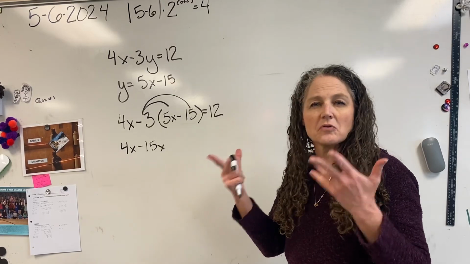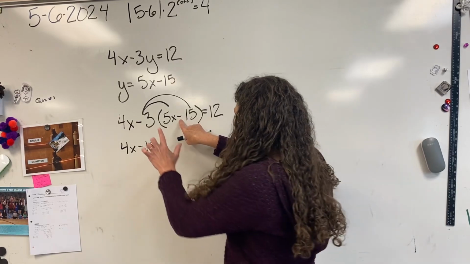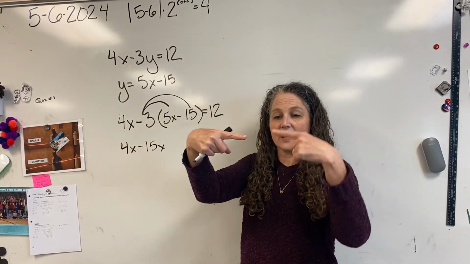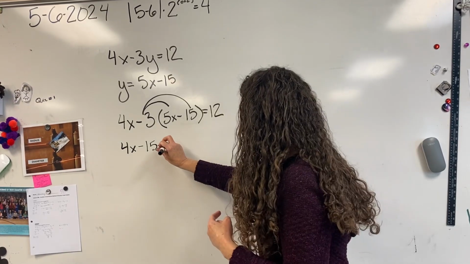Okay, well, how do I know if it's negative or positive? There's a negative in front of the 3. There's negative 15 times negative 3. If I have a negative times a negative, I have those 2 lines right next to each other. It becomes positive. So positive 45.